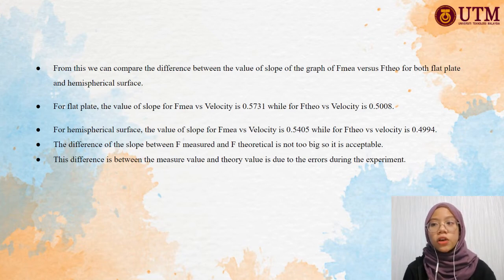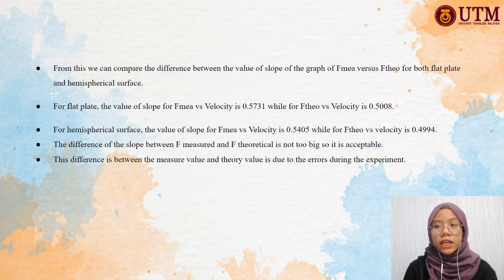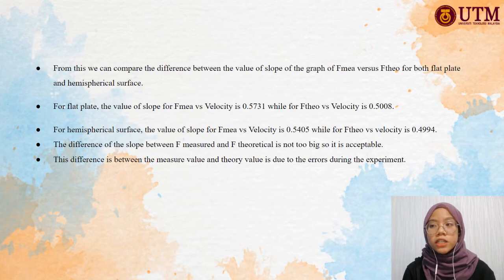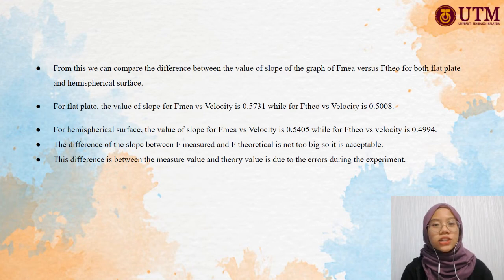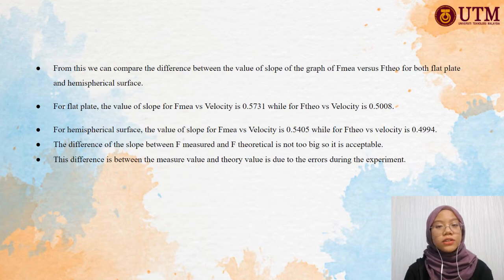For the flat plate, the value of slope for F measured versus velocity is 0.5731, while for F theory versus velocity is 0.5008. For the hemispherical surface, the value of slope for F measured versus velocity is 0.5405, while for F theory versus velocity is 0.4994. So there is a difference of the slope between the F measured value and the F theoretical value, but it is not too big, so it is acceptable. The difference between the measured value and the theory value is due to errors during the experiment.